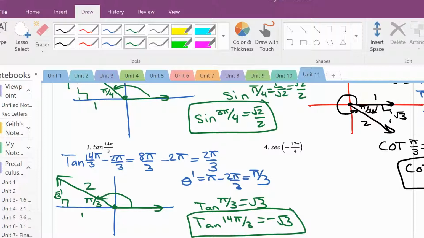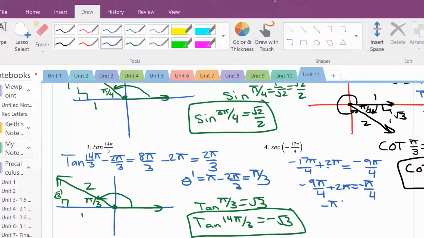Negative 17 pi over 4 plus 2 pi is negative 9 pi over 4. We add another 2 pi, which is negative pi over 4. And then add another 2 pi, which is 7 pi over 4.